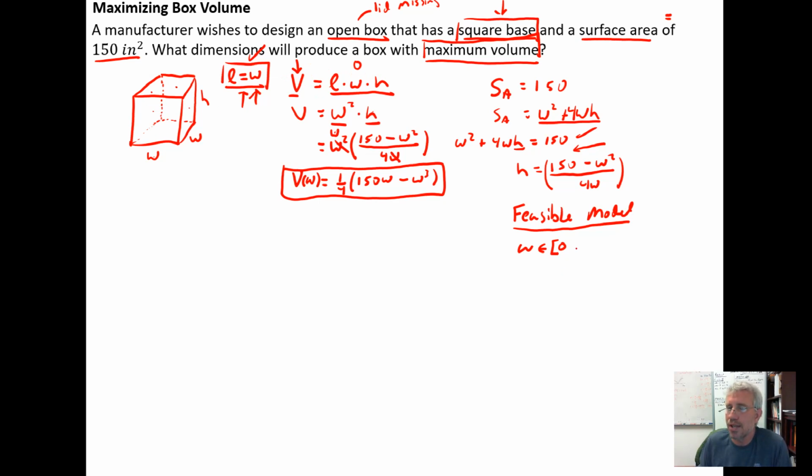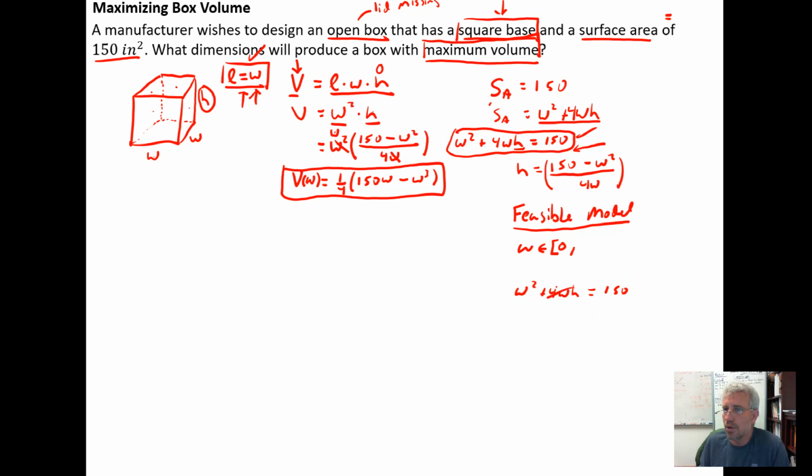But that would be kind of a worst case scenario, to say, let the width of my box be 0. And then to get the other end of the feasible domain, what we can do is look at the surface area model right here. We know that width squared plus 4 times width times height has to add up to 150. What if we had another degenerate box where we just let the height of the box be 0? And of course, if we let the height of the box be 0, we'd get 0 times width times length is 0. We would get a box with no volume because it would have no height.